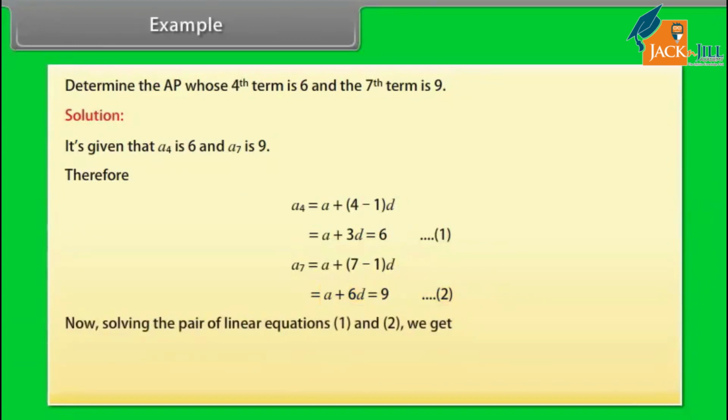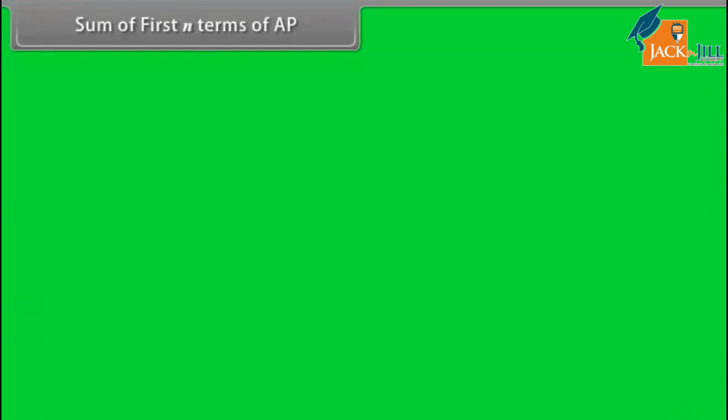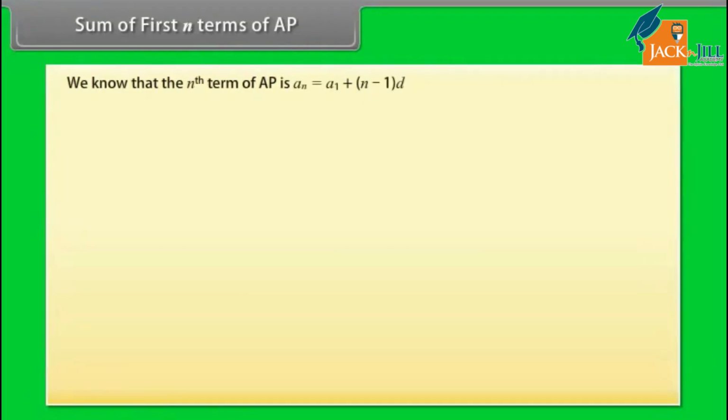Now solving the pair of linear equations 1 and 2, we get A is equal to 3 and D is equal to 1. Hence, the required AP is 3, 4, 5, 6, 7, and so on. Sum of first n terms of AP. We know that the nth term of AP is An is equal to A1 plus (n minus 1)D.